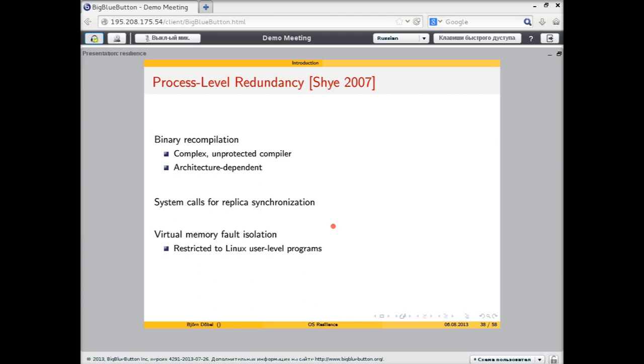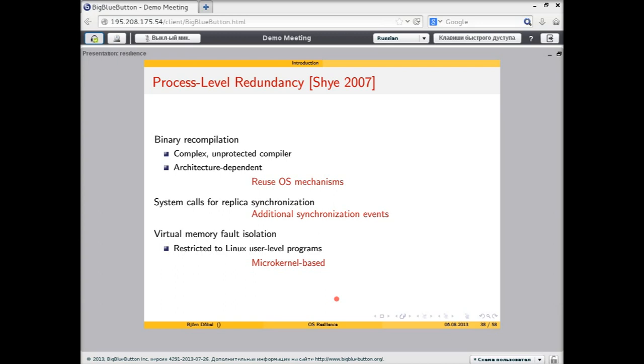However, in the case of process level redundancy, there is also a restriction because they only support protection of user level programs on Linux. In contrast to that, in Romain, we try to avoid using a binary recompiler because this is a really complex piece of code. We add additional synchronization events by not only monitoring system calls, but also access to shared memory, page faults, and so on. And by exploiting a microkernel architecture, we're not restricting ourselves to replicating user-level programs, but we can also apply replication to traditional operating system services such as file systems and device drivers.